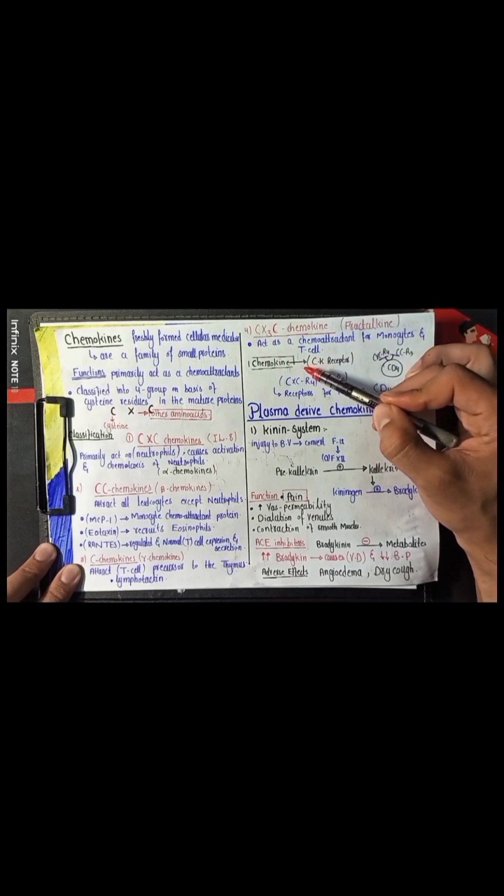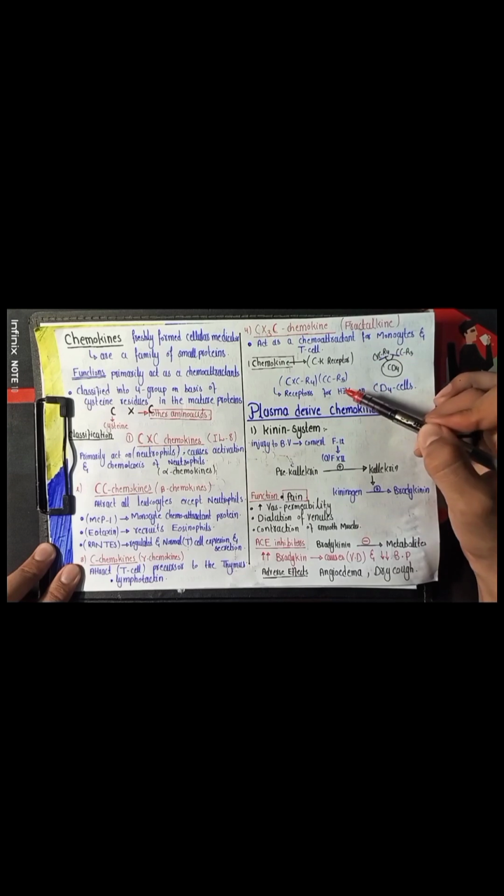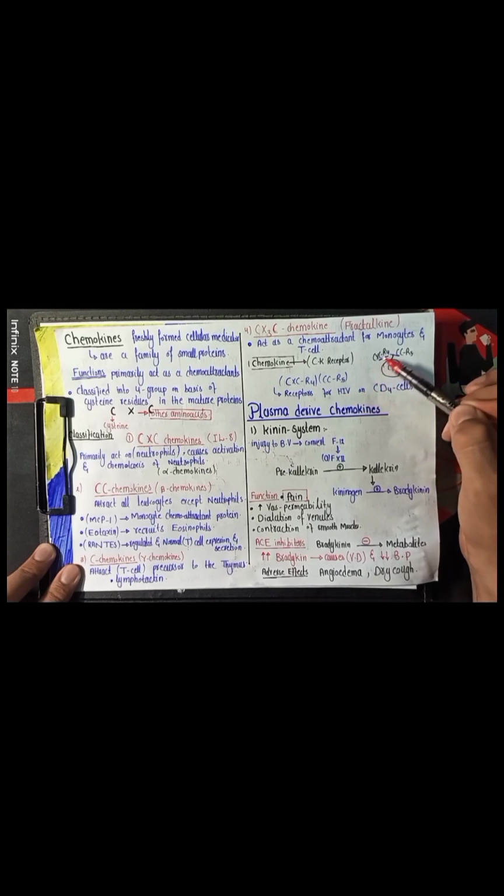And when these chemokines are released, they bind to the chemokine receptors on the leukocytes. Let's suppose it is a CD4 T helper cell. They consist of chemokine receptors like the CXCR4 receptor and CCR5 receptor, and there is also binding of the HIV to these receptors, and hence the entry of the HIV into the CD4 helper T cell occurs with these CXCR4 and CCR5 receptors.